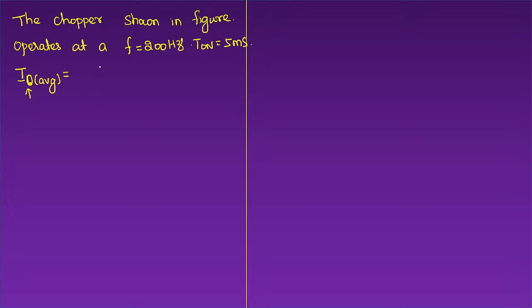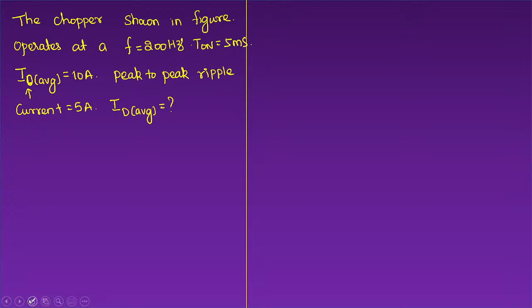Okay. Okay, sir. The average value of output current is given as 10 ampere. They told that the peak to peak ripple current is given. Good question. Peak to peak ripple current is given as 5 ampere. Now the question is, what is the average value of the current that is flowing through the diode?